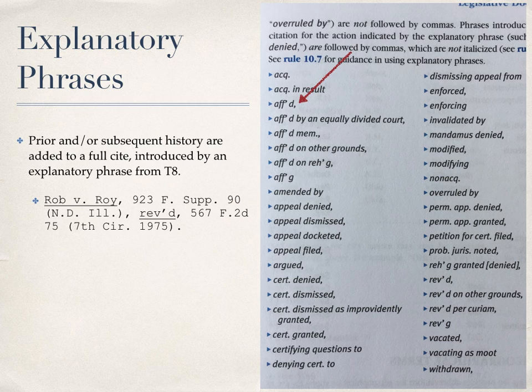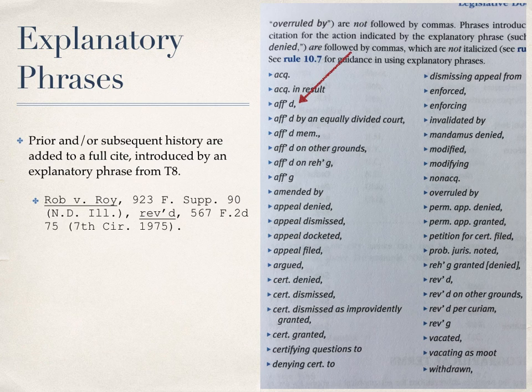When putting together your prior or subsequent history, notice that your jurisdiction, court, and date parenthetical might be different. In this example of Robb v. Roy from the Northern District of Illinois, you'll notice that my original case, the first case listed, is the one that I'm citing to, but my parenthetical doesn't contain the date of decision. Instead, it's in the second parenthetical that says Seventh Circuit.